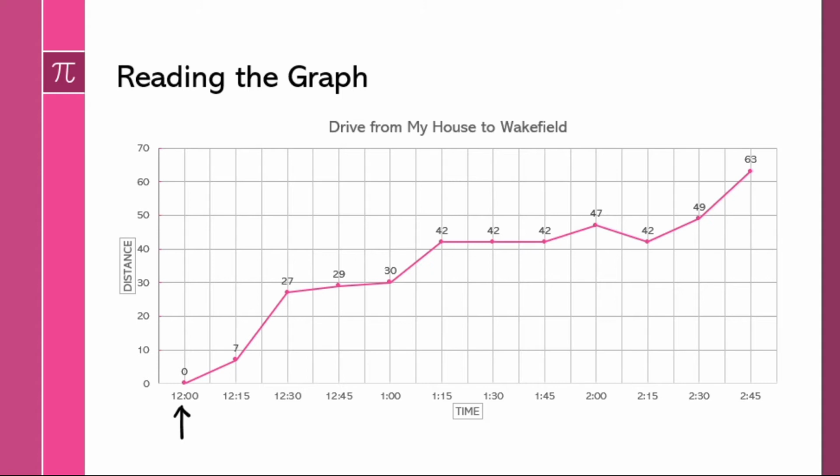Well, I live in the suburbs right now, so it takes me a little while to get out of the suburbs. So my slope in this first section is rather shallow because my speed is not very high, right? I'm covering only 7 kilometers in 15 minutes because I'm stopping at stop signs, dealing with traffic.